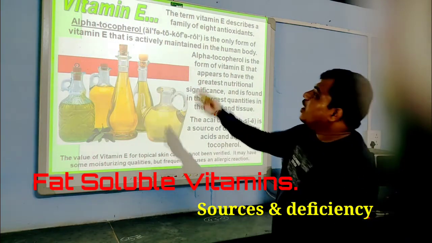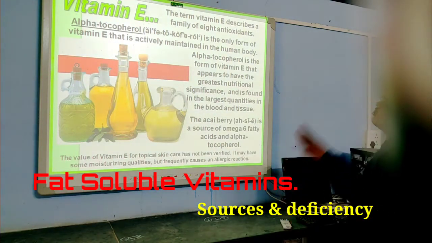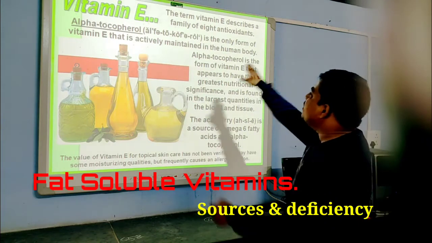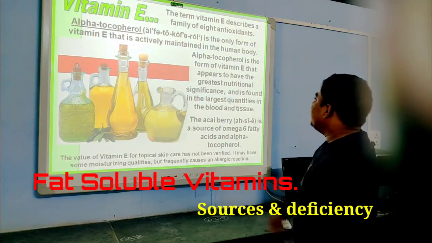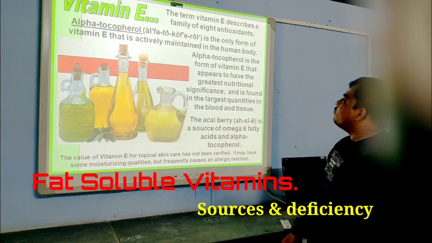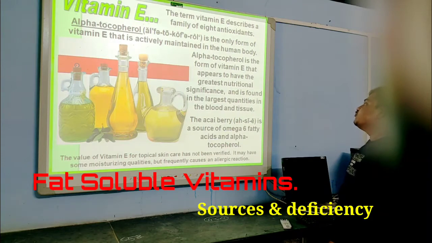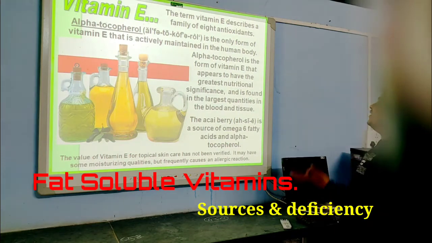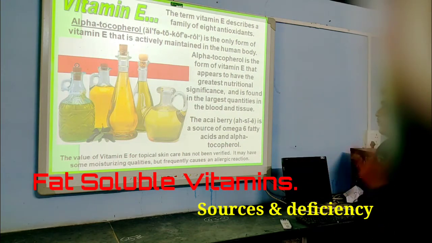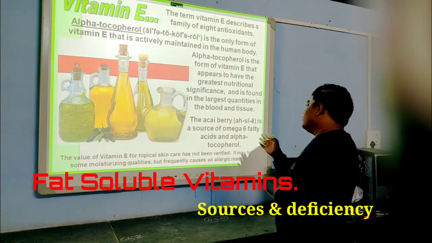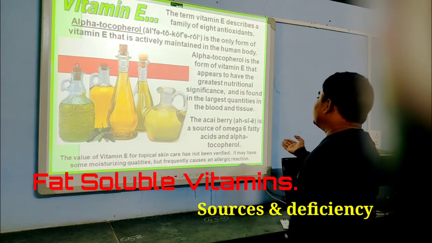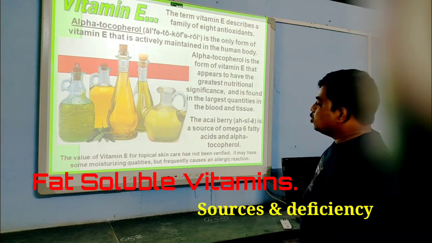Okay, so alpha tocopherol is the only form of vitamin E that is actively maintained in the human body, and alpha tocopherol is the form of vitamin E that appears to have the greatest nutritional significance and is found in the largest quantities in the blood and tissue. Okay, so the acai is a source of omega-6 fatty acids and alpha tocopherol.